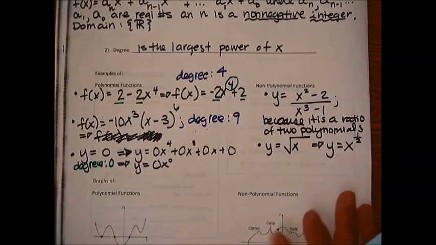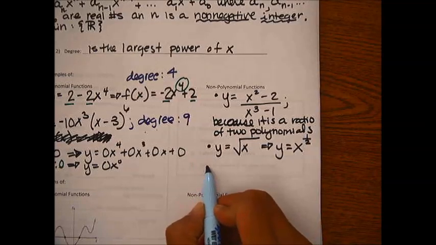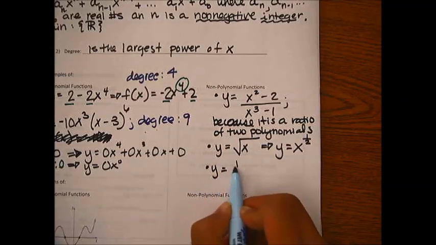So with that said, let me give you one more example of a non-polynomial. How about this? Y equals 1 over x.